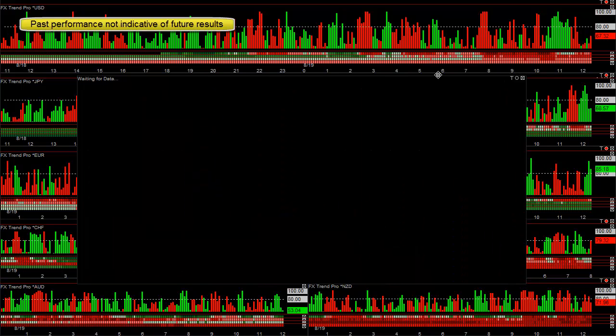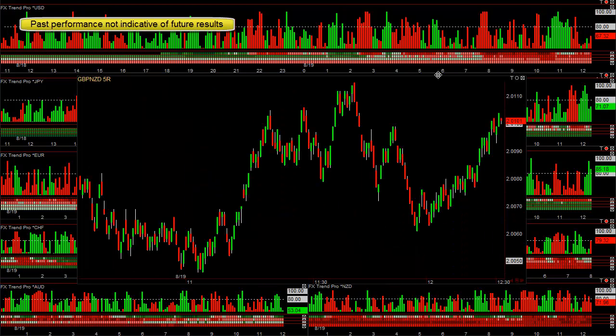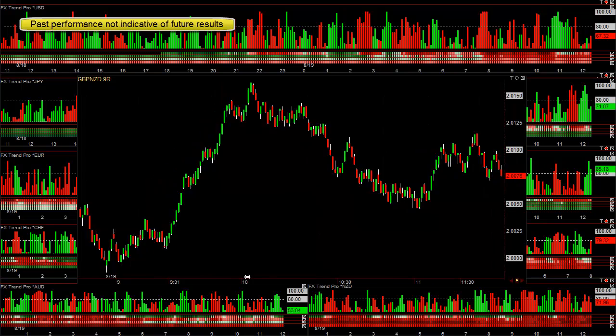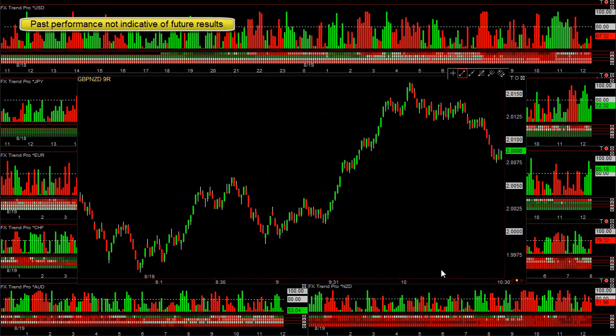This is a pair that most people don't trade, but when you have these trends that line up so perfectly, you really ought to consider it. This is probably a lot more volatile. I use 9 pips per bar. Here's 9:30. Currency's kind of chopping around, and notice how much clearer.